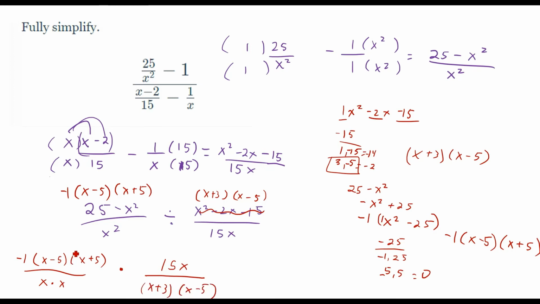Okay, well, look at that. The x minus 5 cancel out. This x and that x will cancel each other out. And that seems like it's it. So we have negative 1 times x plus 5 times 15. I'm going to write it down like this instead: negative 15 times x plus 5 over here, and then we have x plus 3 at the bottom.